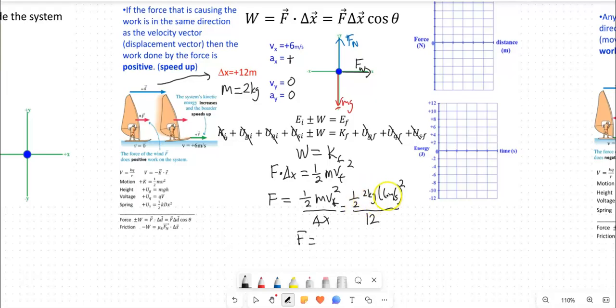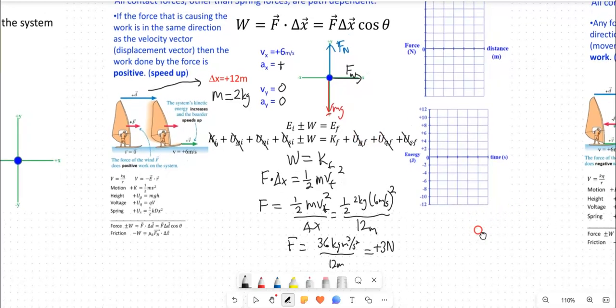2 divided by 2, this is 36 divided by 12, so 36 kilogram meters squared per second squared divided by 12 meters. So the force of this object, the force of the wind, is going to be 3 newtons. So positive 3 newtons, and that works because the force is to the right.